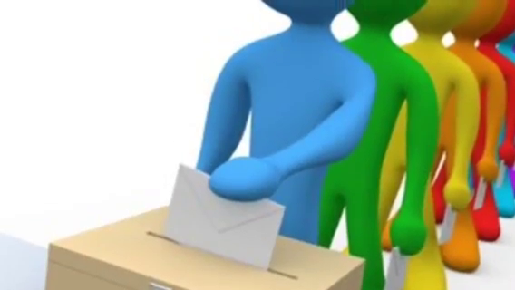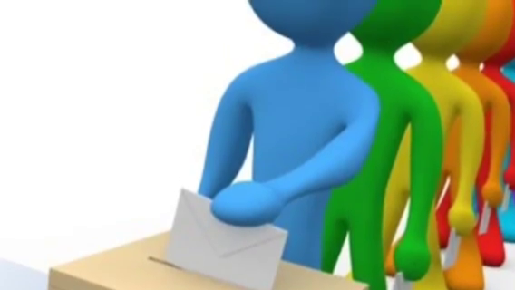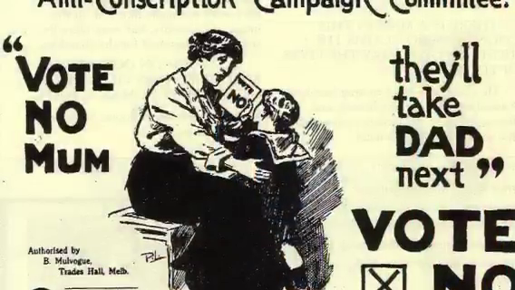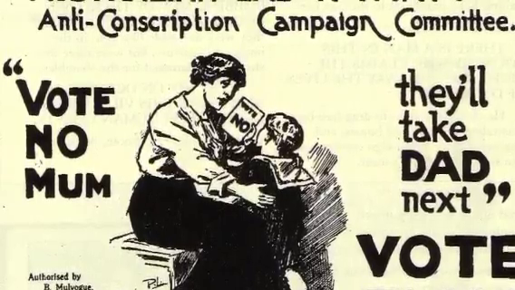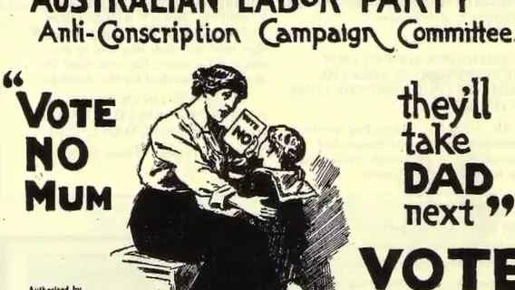In 1901, voting wasn't compulsory, and people only voted if they really wanted to. One of the earliest compulsory votes was in 1916, when the government held two votes for conscription. Both times, the Australian population voted against it.